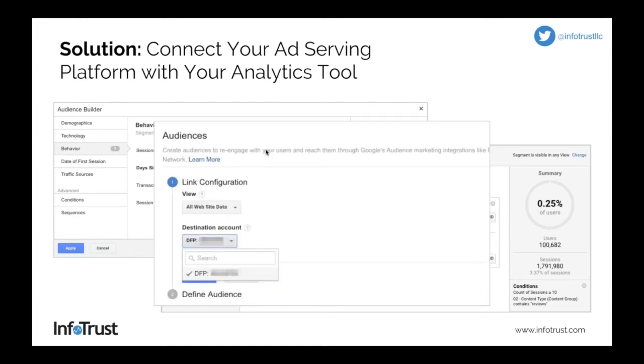And this is just an example. Within Google Analytics, you can connect that DFP account. I think the DFP language has since updated since they rebranded to Google Ad Manager, but same idea. Once you have that audience created, you essentially link it to your DFP account, send it over, and then that will show up in Google Ad Manager for you to allow advertisers to advertise to.